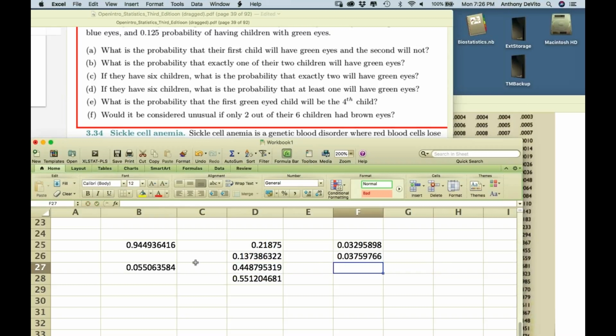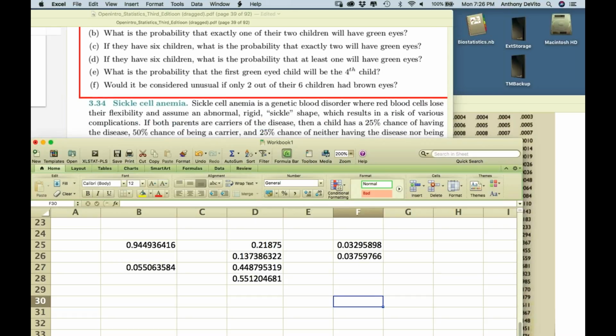And that would be just a little bit more. Why is it just a little bit more? Because it's really unlikely you would only have one out of six that would have brown eyes, and it's very unlikely that you would have none out of six that have brown eyes, given how likely it is to have brown eyes for this particular couple. Okay, so that kind of makes a bit of sense, doesn't it? Okay, let's move on from there.